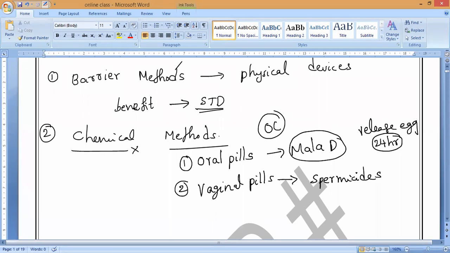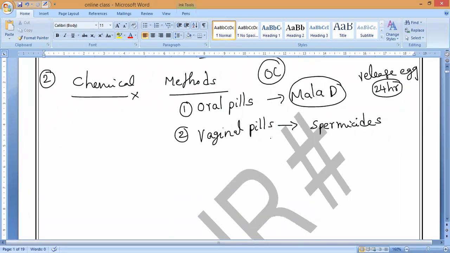And for the chemical methods, we use two kinds of chemicals: one is oral pills, another is vaginal pills. Oral pills stop the egg, or else we can say kill the egg, and vaginal pills kill the sperms, or male gametes. So everything is preventing what? It will prevent the pregnancy.